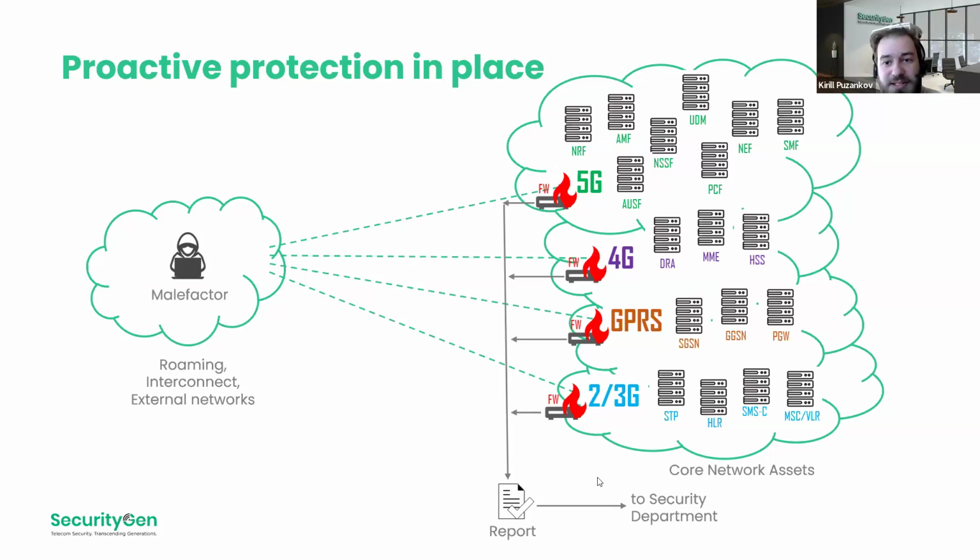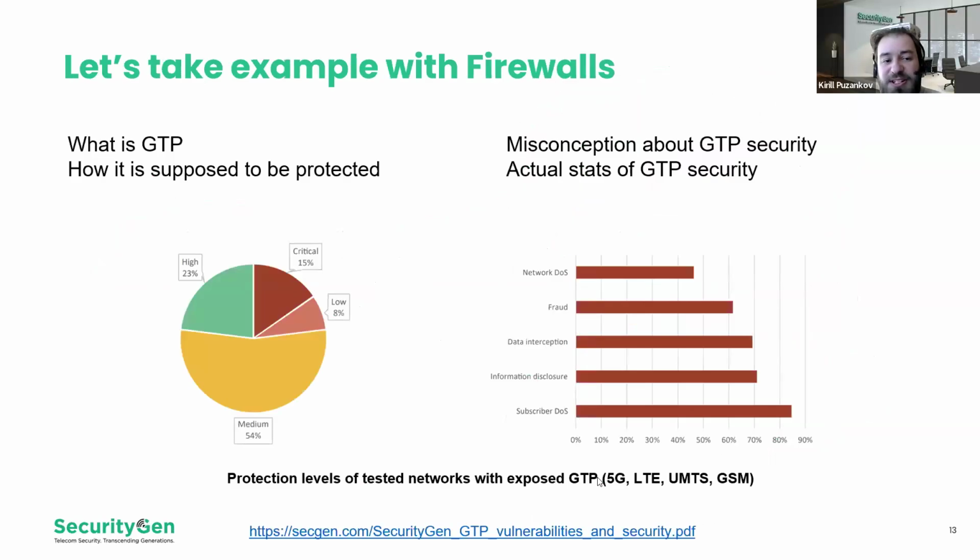So if we go to the next step, and we actually explore the example with the firewalls, right? Let's talk about specifically GTP. So what is GTP, right? GTP is a tunneling protocol that processes the data. And it is utilized in 2G, 3G, 4G, and 5G as well, for sure. So it is utilized in all the generations of the protocols, right, to transfer the internet data.